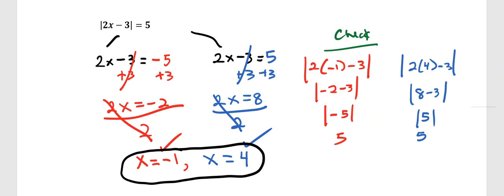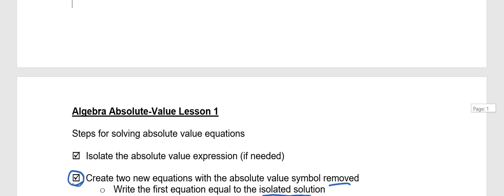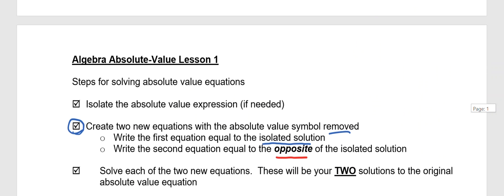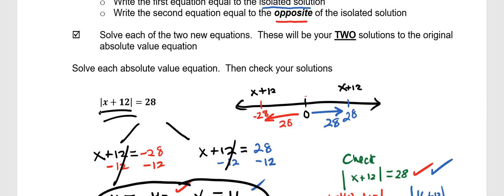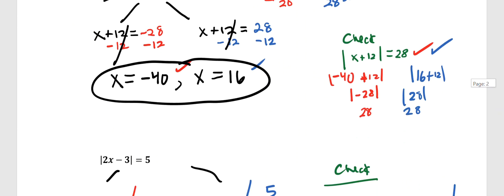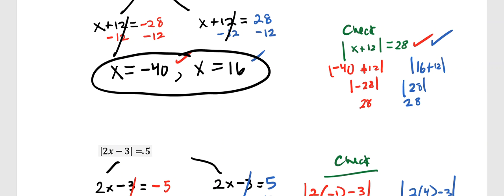So again, just quickly reviewing the process. For our purposes today, we'll start by taking the isolated absolute value expression and breaking it apart and essentially saying it's equal to the negative of the answer of the equation, the positive of the answer of our equation, and then solving each of those two.